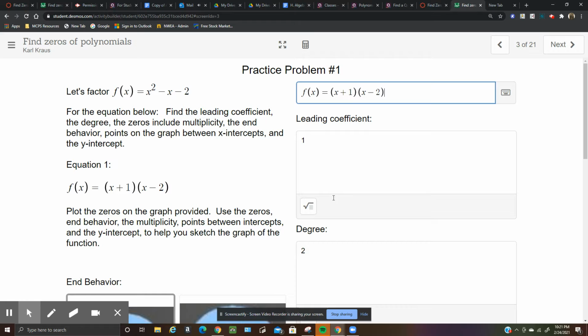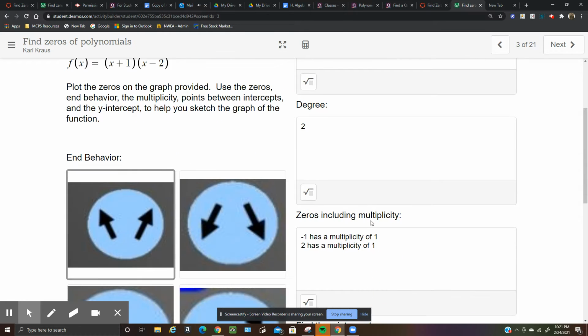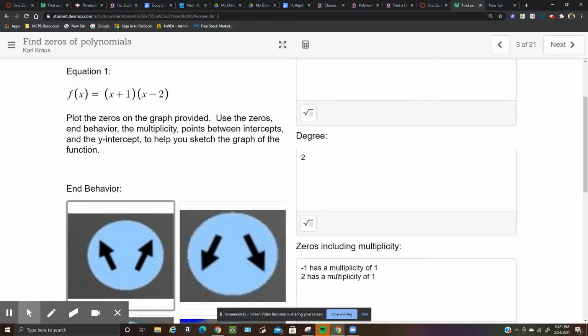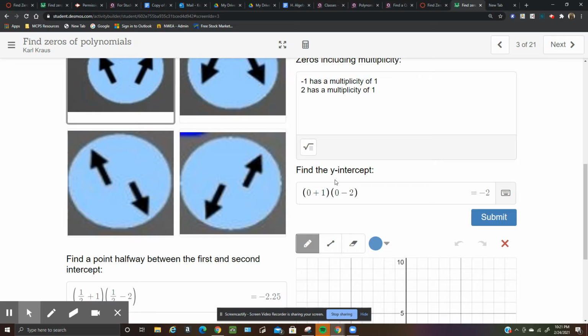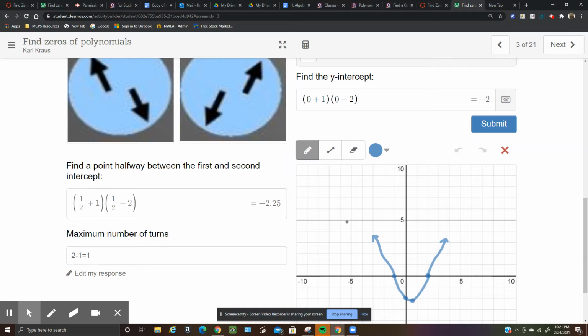Leading coefficient is 1. The degree is 2. -1 has a multiplicity of 1, and 2 has a multiplicity of 1. Plug in a 0 for the x-intercept. That's -2. And then halfway between -1 and 2 is 1/2. I get -2.25 right here. So -1 and 2 are the zeros, and the y-intercept is -2. So I get this parabola.